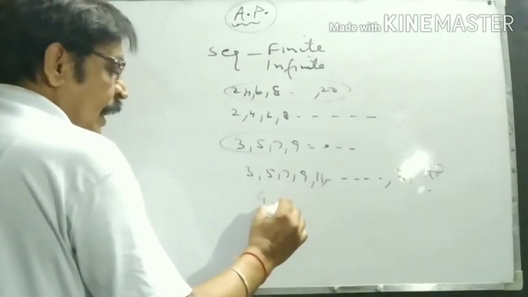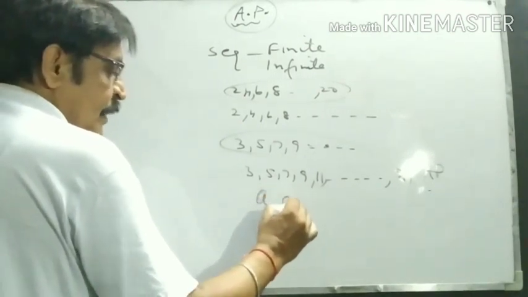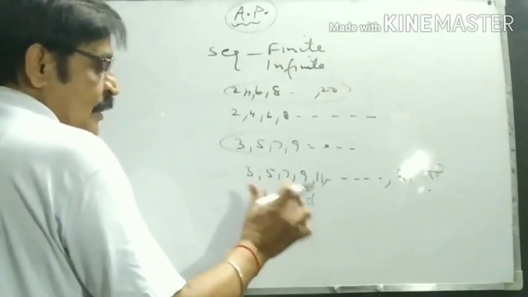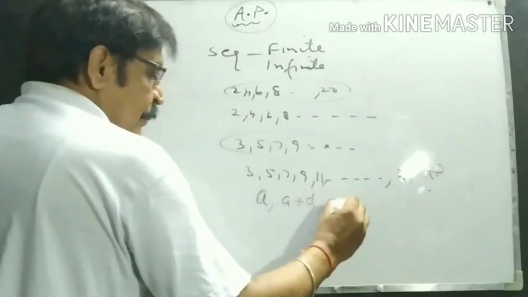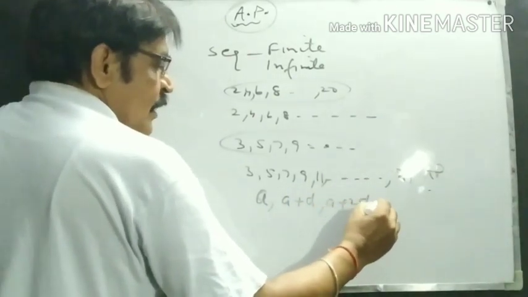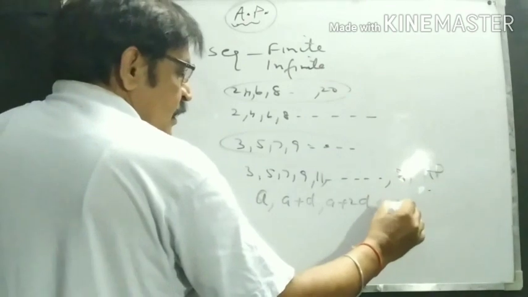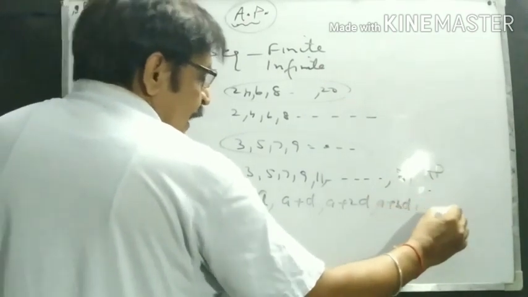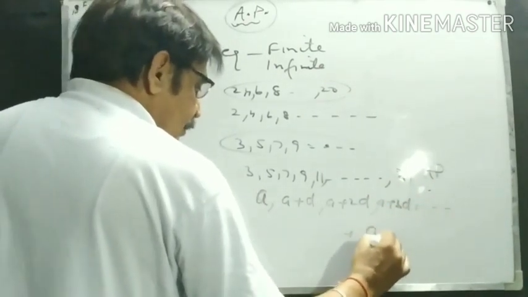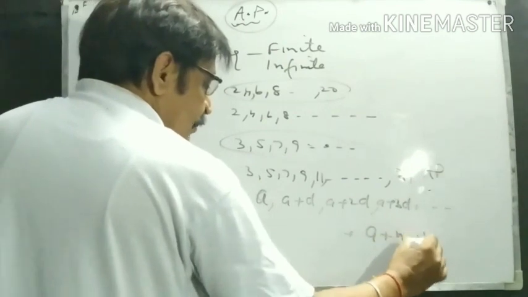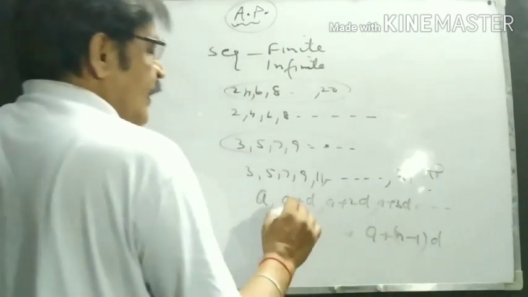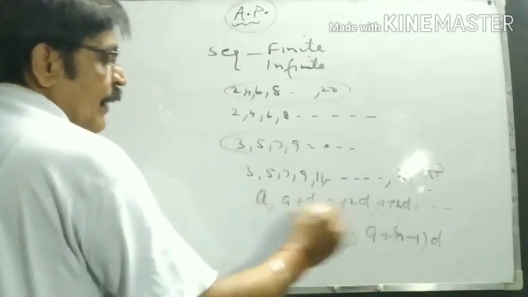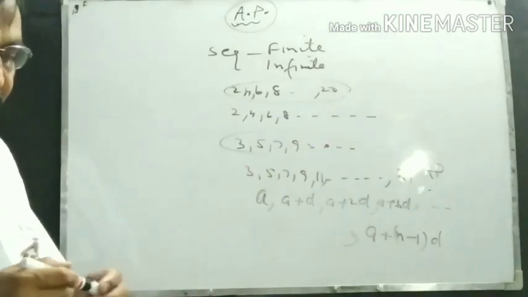An AP is formed like this. First term is denoted by A. Then the second term is written as A plus common difference. Then A plus twice the common difference. A plus thrice the common difference, and so on. And the last term is A plus n minus 1 into D. This is the pattern of arithmetic progression.